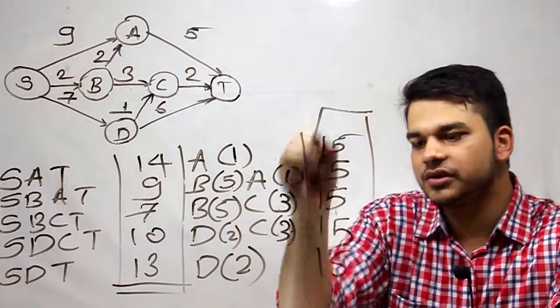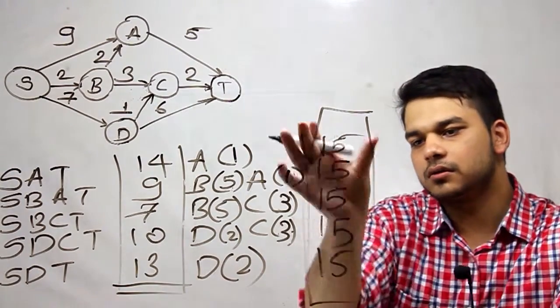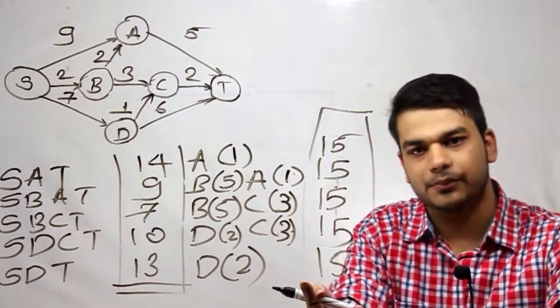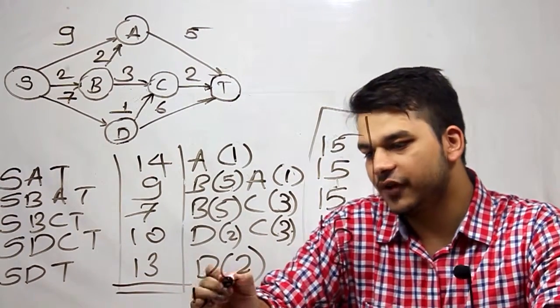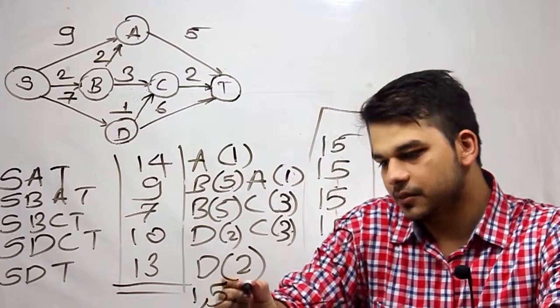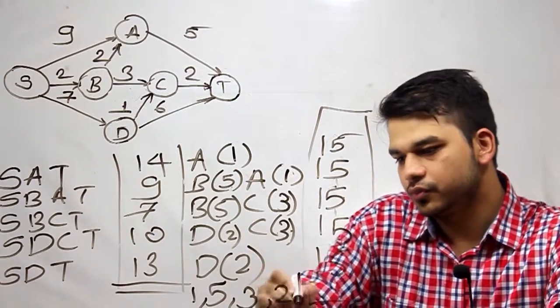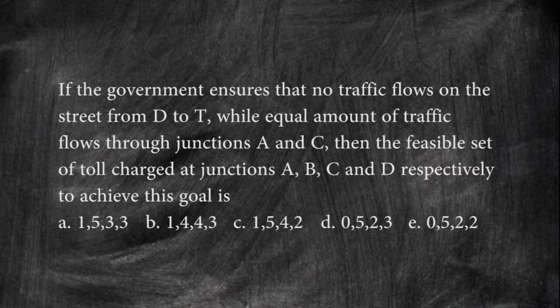So now the objective is satisfied, that all the costs are going to be same in each case. So our option will be A is 1, B is 5, C is 3, D is 2. 1, 5, 3 and 2.